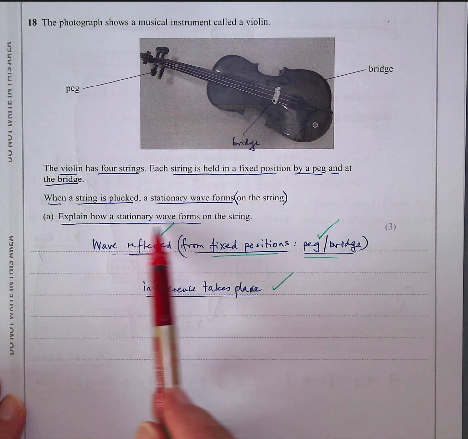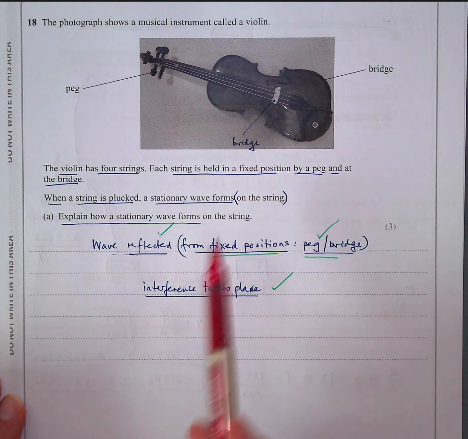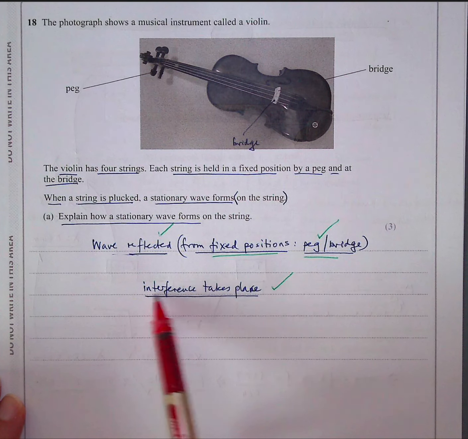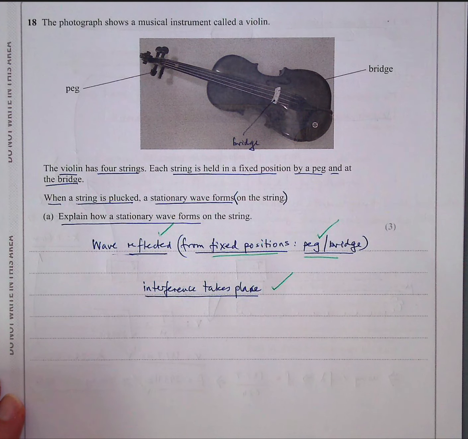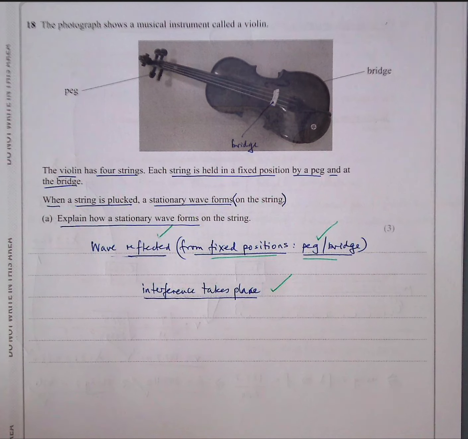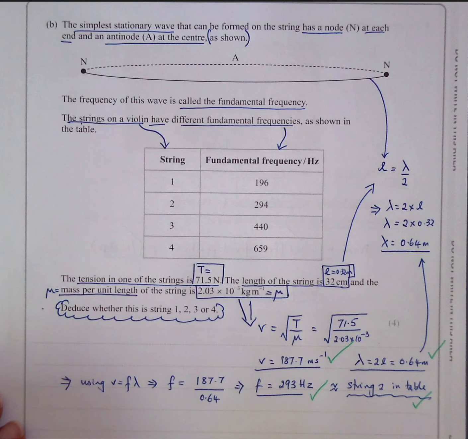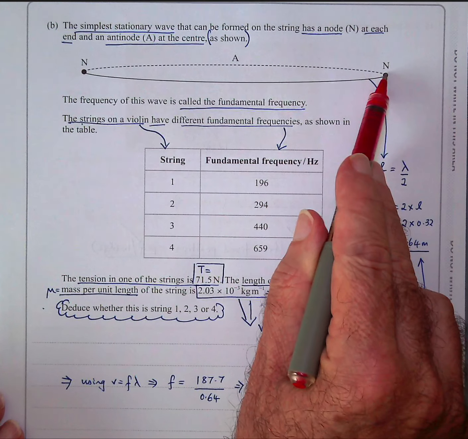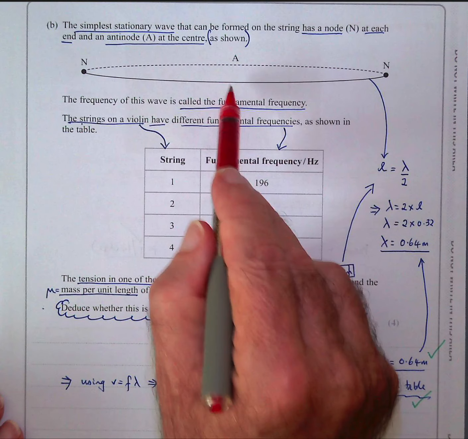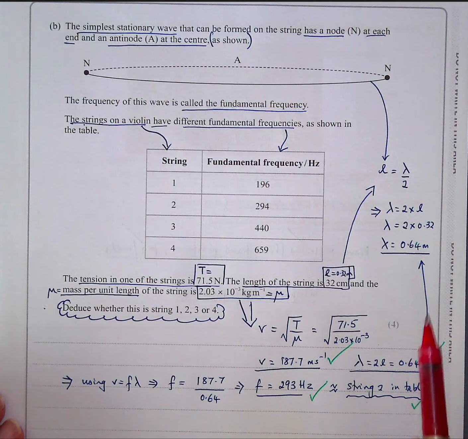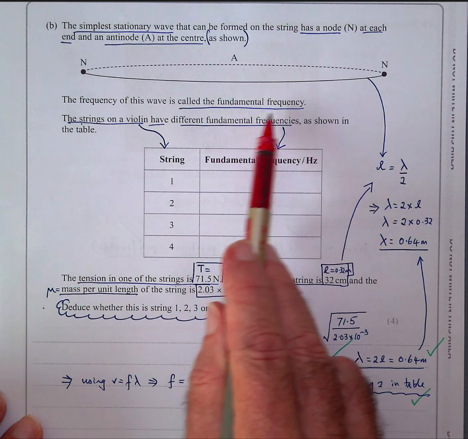Okay, explain how a stationary wave forms. Well, the wave is reflected between the fixed positions, the peg and the bridge, and interference takes place between the waves going backwards and forwards. Basically, a stationary wave is a wave trapped between 2 fixed points called nodes, and the middle, where the amplitude is largest, is called the antinode. Okay, so here's an example of the simplest stationary wave you can have. Nodes at the end, so the peg and the bridge will be here, and in the middle it goes up and down. The wave can be formed on a string, the node at each end and the antinode at the center. The frequency of the wave is called the fundamental frequency.